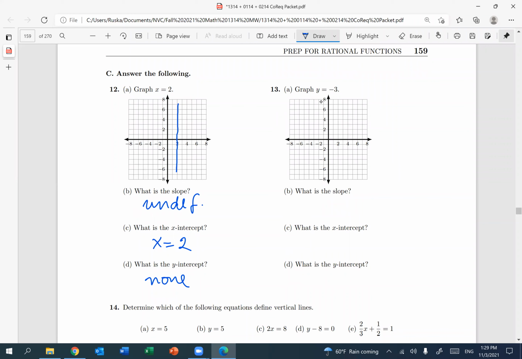You graph it, looks like this. The slope is undefined. The x-intercept is where you cross the x-axis. The y-intercept, you don't cross the y-axis because the graph is parallel to the y-axis.